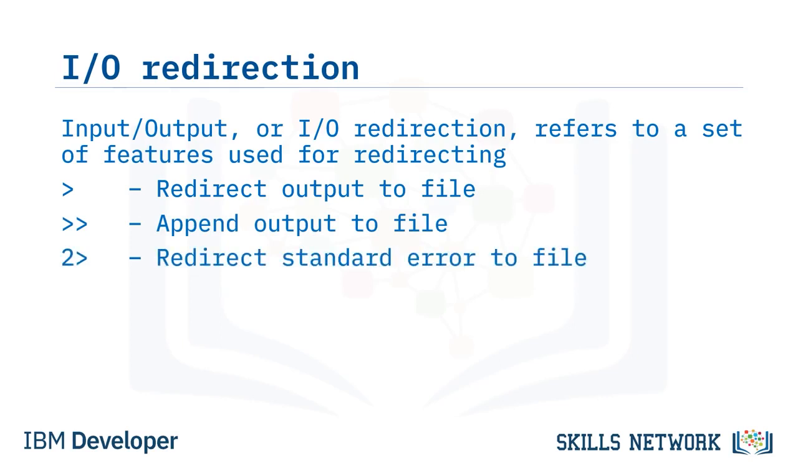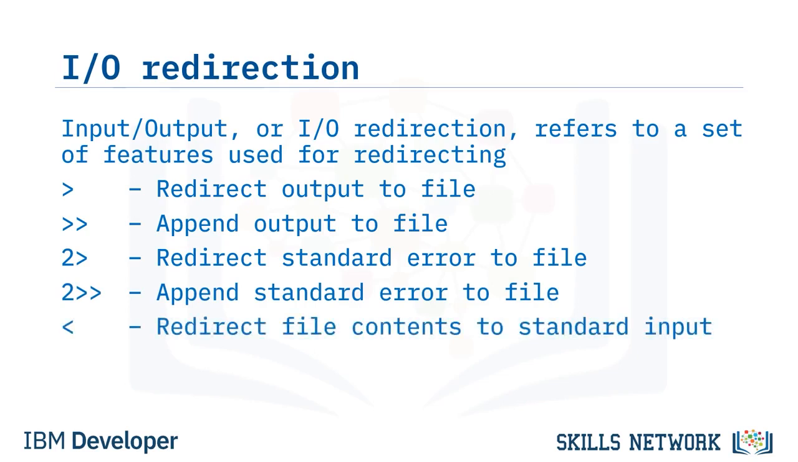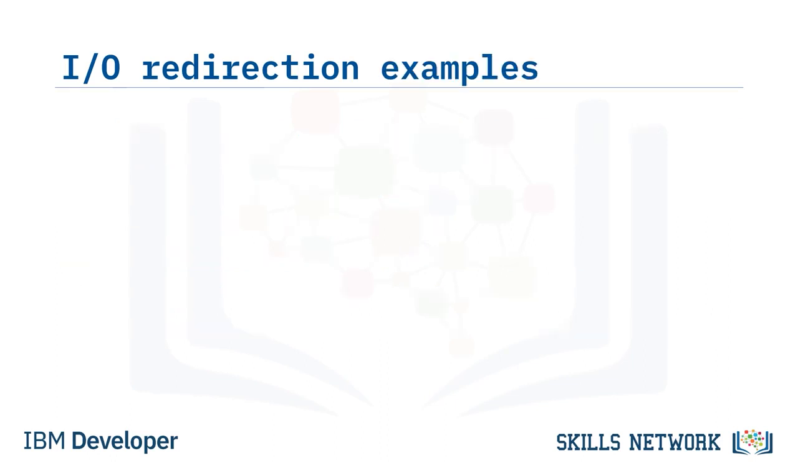The combination 2 greater than redirects an error message to a file. To append the error message, for example, to an error log file, just add another greater than sign. And lastly, the less than sign is a redirection which is used to pass file contents as input to the standard input. Let's look at a few examples.